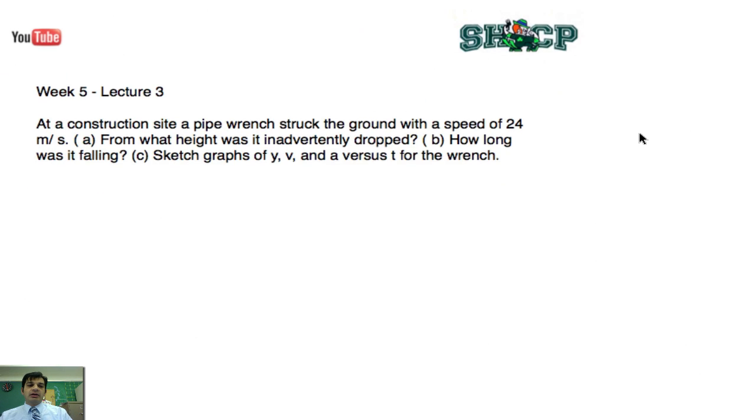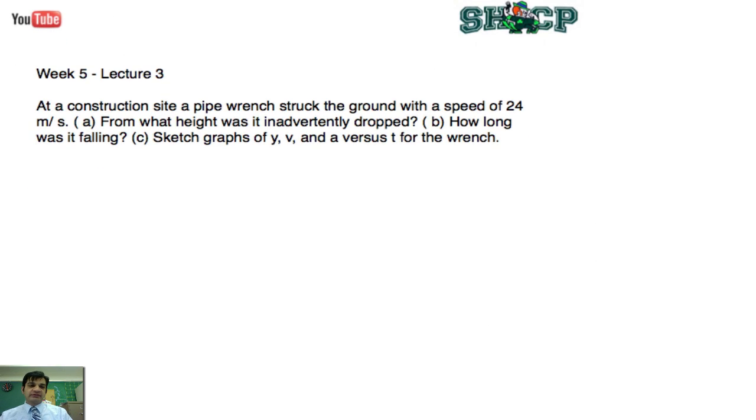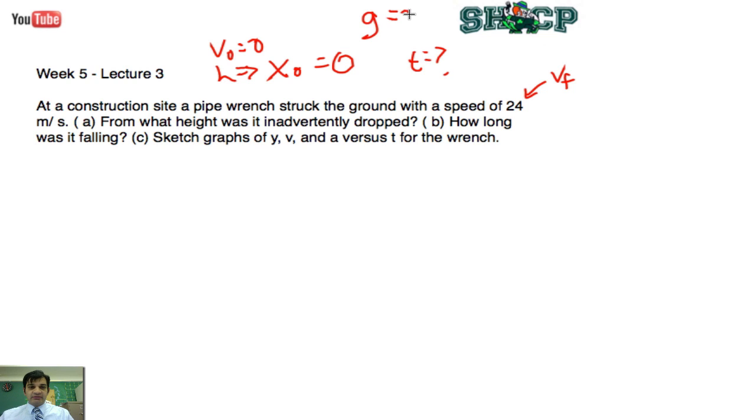Now, today we actually started this with free fall, and what I wanted to do was do this problem here as an example to review where we're at. So we have a wrench striking the ground with a speed of 24 meters per second. So we start at a height, but this is V final. And let's be clear, V naught will be 0. The height is unknown, and height is actually x initial, and that's 0. We don't know how long it was falling for. And we know the acceleration is g, which is 9.8 meters per second squared.